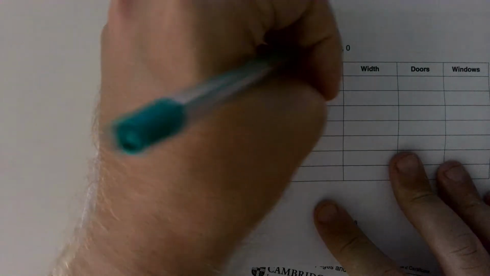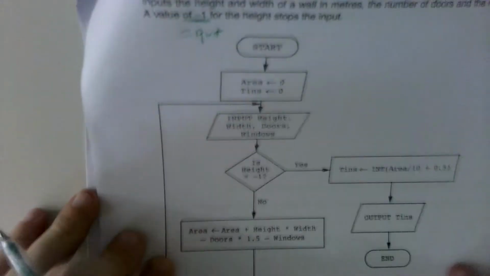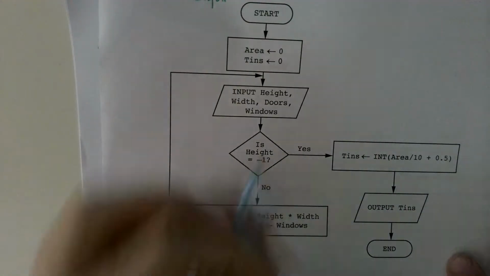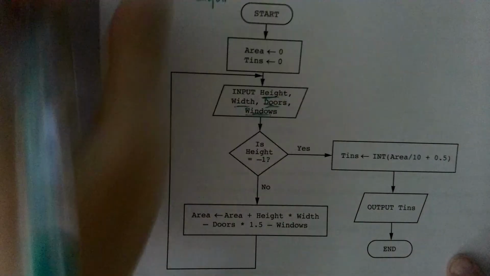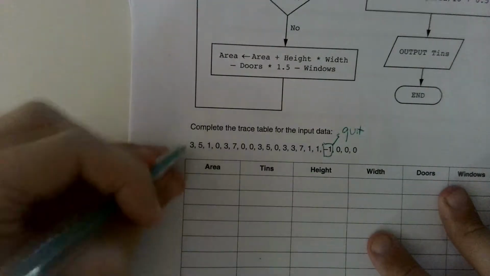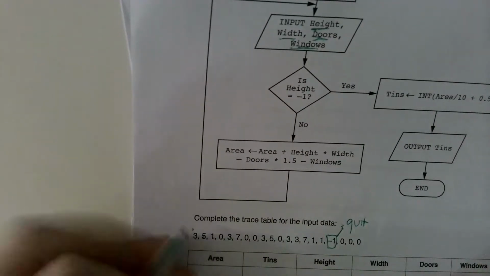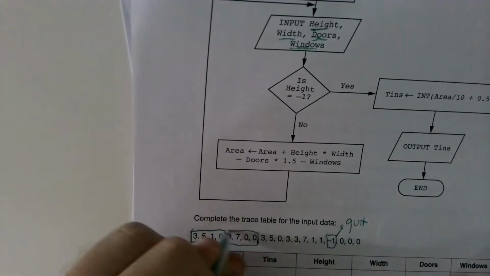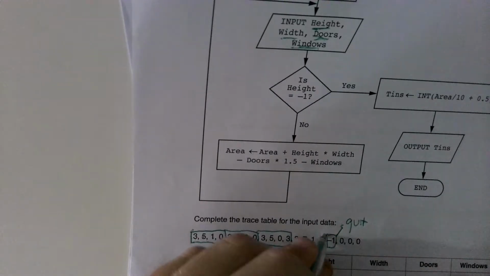The second thing I'm going to do is work out what it is that I'm going to have to input into my trace table. So I've got height, width, doors, and windows. So 4 things. So what I'm going to do is group these into 4. So height, width, door, and window. So let's just group this as 1, 2, 3, 4, 5. Nice and easy so far.